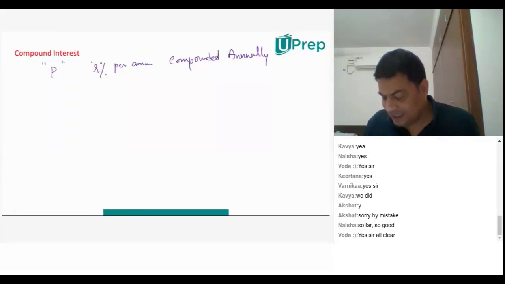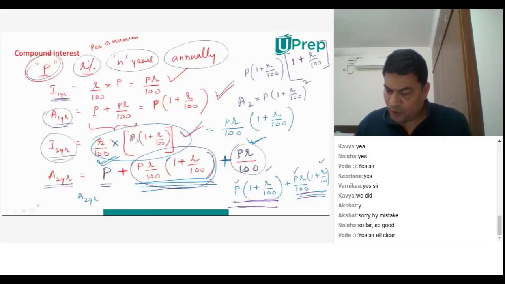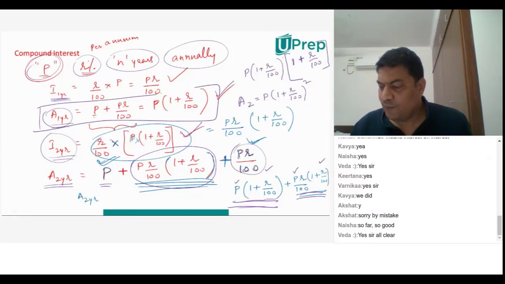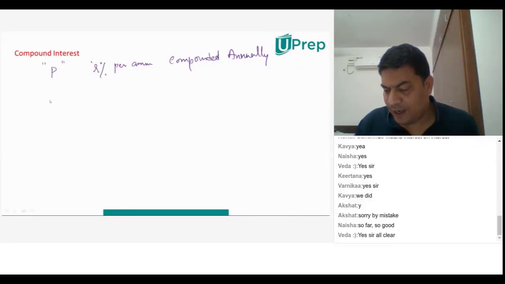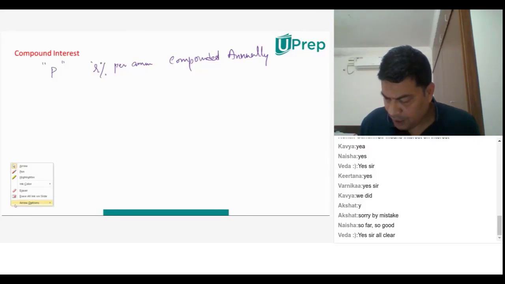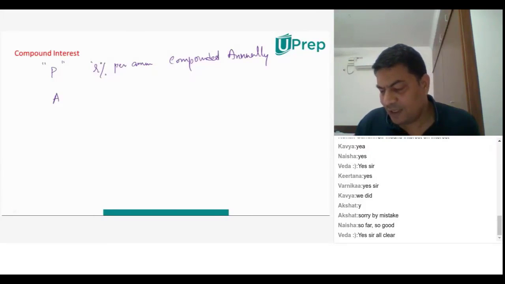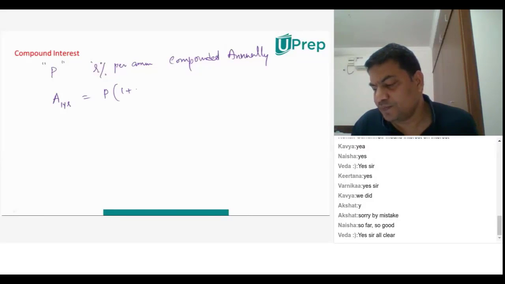What we have realized is, if you observe here, the amount at the end of 1 year, we got it as P into 1 plus R by 100. Amount at the end of 1 year, we got it as principal into 1 plus R by 100. Also, we realized that the amount at the end of 2 years, we got it as P into 1 plus R by 100 whole square.